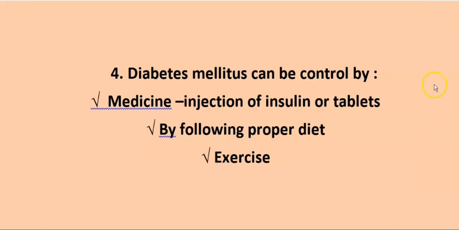Diabetes mellitus can be controlled by, number one, taking medicine, maybe in the form of injection of insulin or taking tablets. Number two, by following proper diet. That means they must eat less carbohydrate food and fat. And number three, do regular exercise. For diabetes mellitus, there is no treatment for it. The only thing we can do is control it. Okay, no medicine to avoid this disease. We can only control it by these three methods.